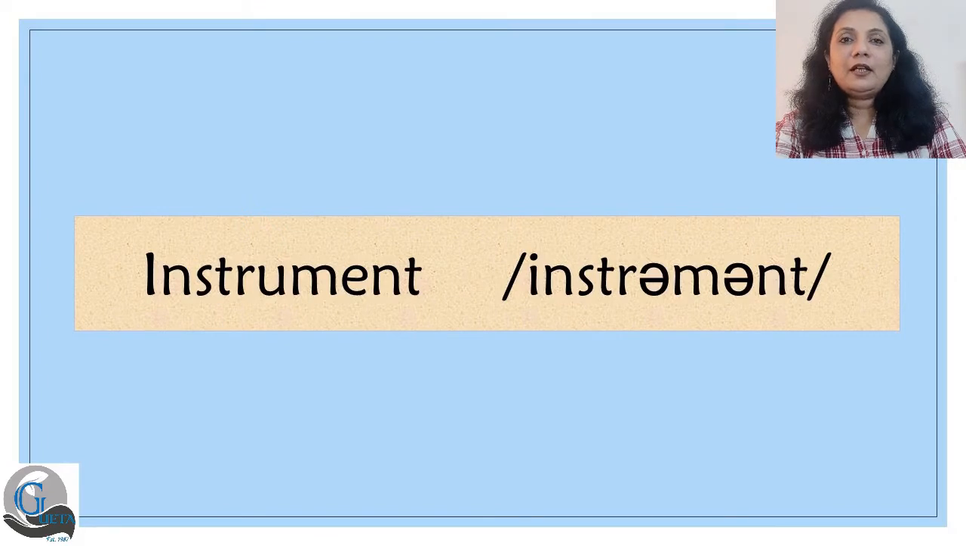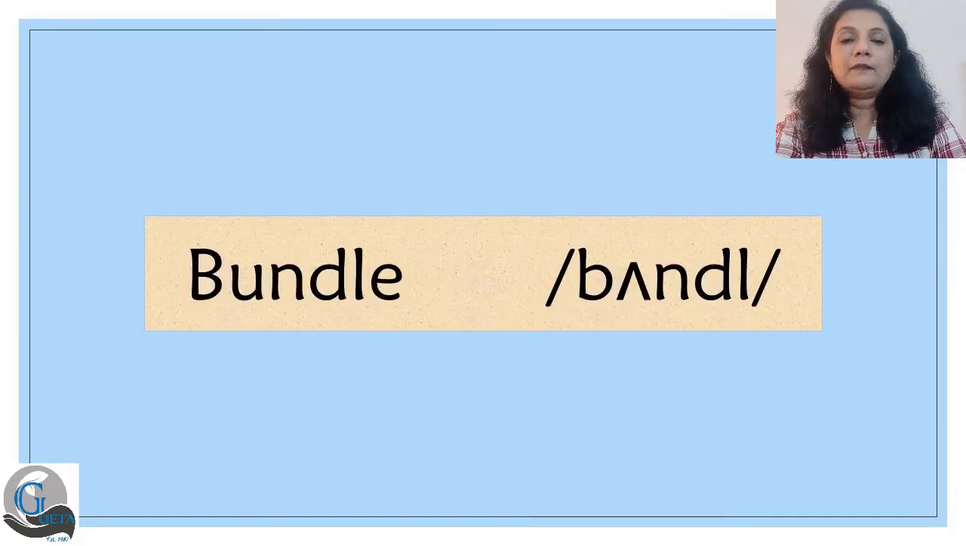Then the next word, instrument. It is not "instrument" as usually you must have heard people say, but "instrument". So E, N, S, T, R, A, M, A, N, and T. Instrument. Then you have the word bundle.